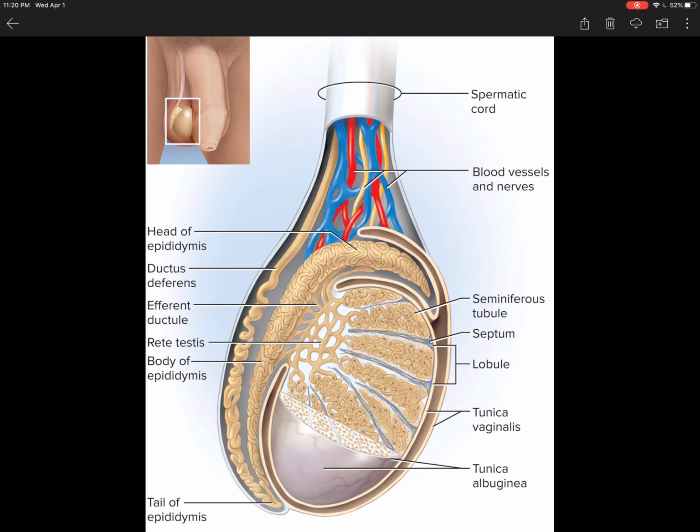Then we're going to head down from the head, body, into the tail, and now we're going to ascend up the ductus deferens. Now that ductus deferens has a nickname, the vas deferens. So if you've had a vasectomy or if you've heard of a vasectomy, that is when that ductus deferens, aka the vas deferens, gets cut. And you can see that going up through the spermatic cord.